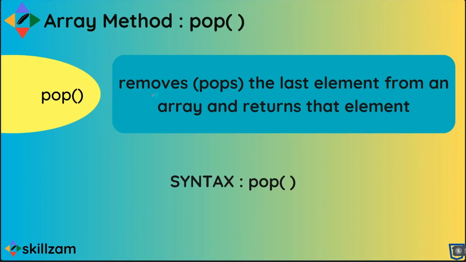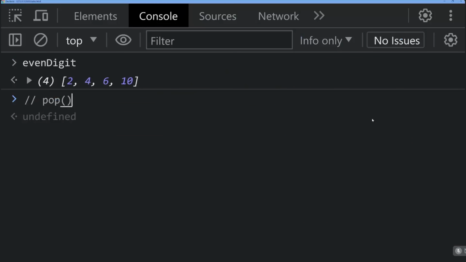Pop method removes the last element from the array and returns that element. Okay, so it removes the last element of an array. Let's take that example. Let's say this is an array, we have even digit. I want to remove the last element, which is 10. I need to use pop. Just use pop without any parameters.